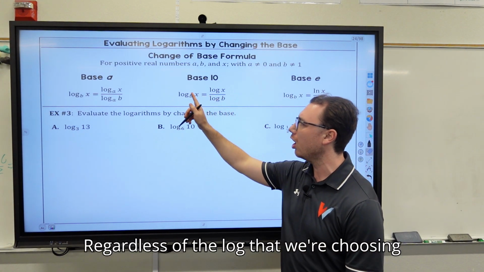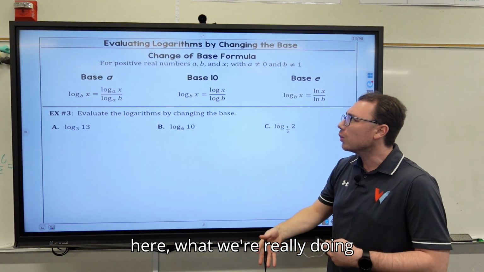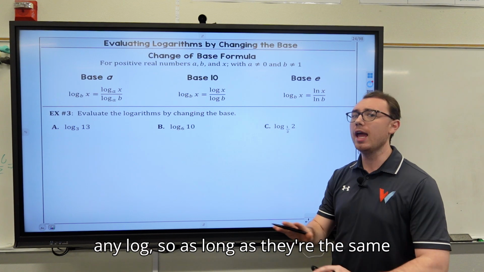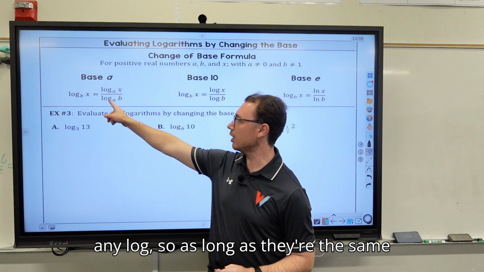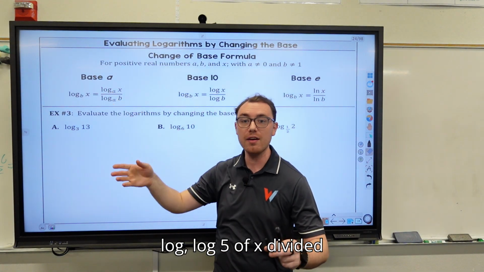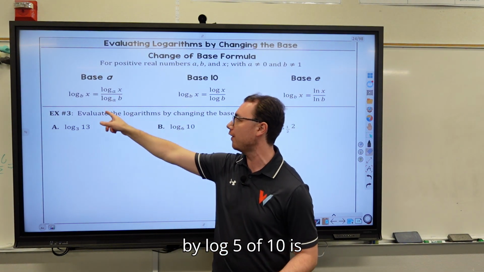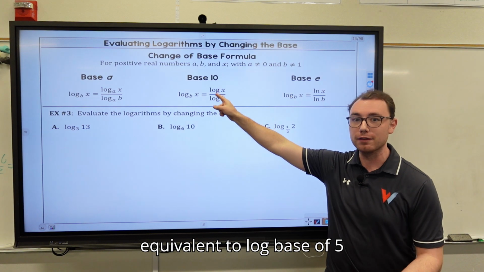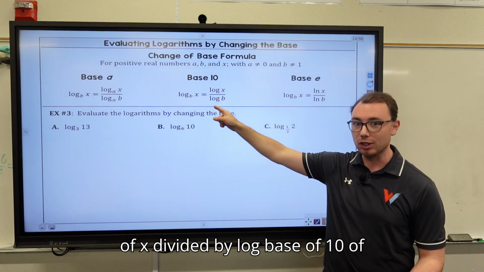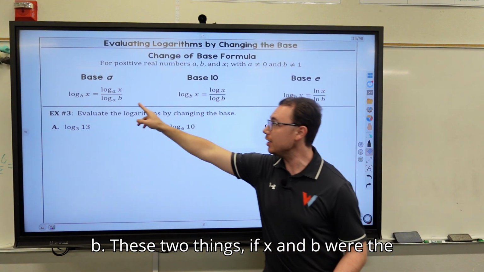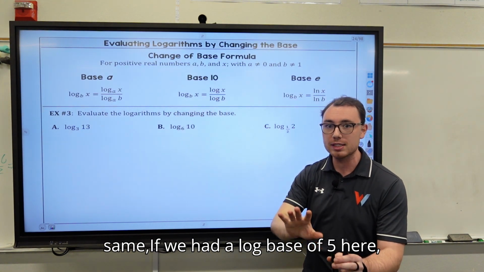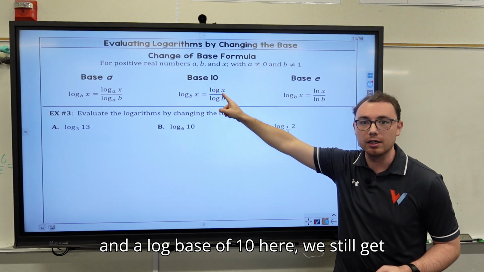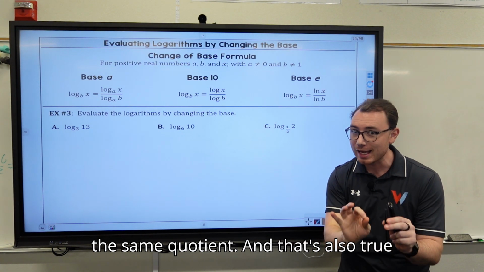Regardless of the log that we're choosing here, what we're really doing is taking the quotient of any log, so as long as they're the same log, log base 5 of x divided by log base 5 of b is equivalent to log base 10 of x divided by log base 10 of b. These two things, if we had a log base of 5 here and a log base of 10 here, we still get the same quotient.